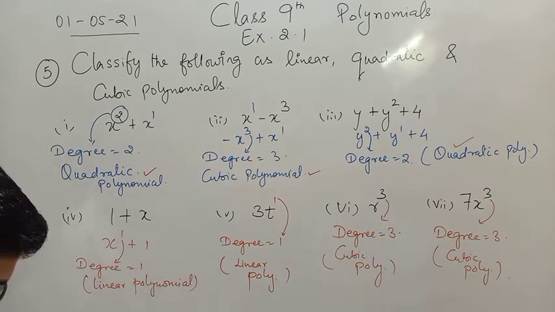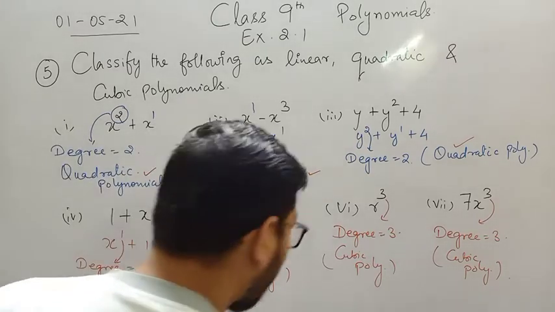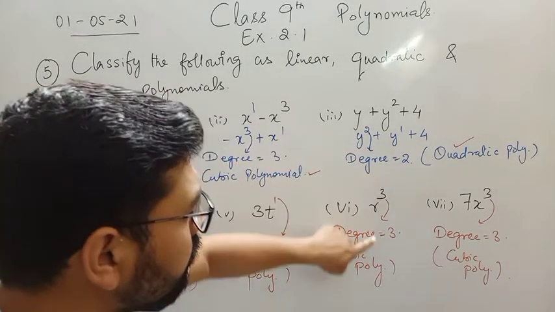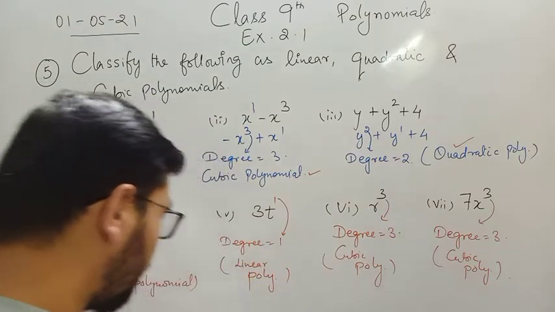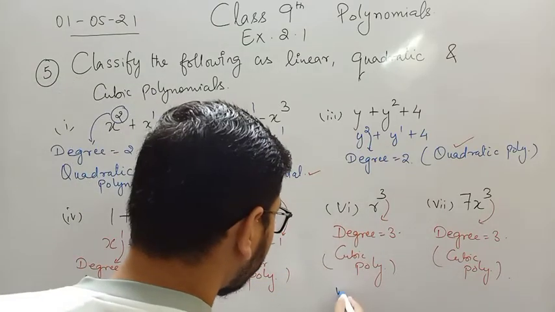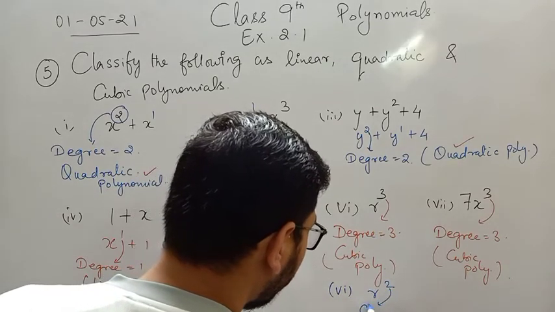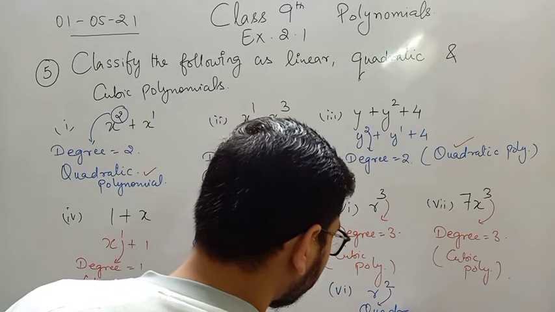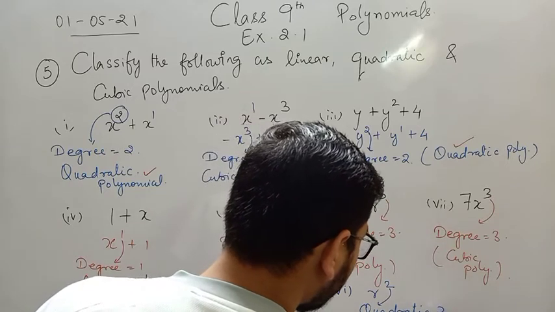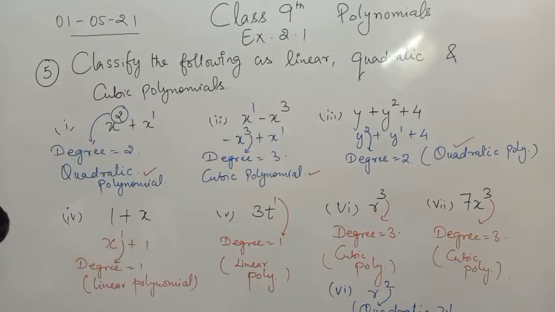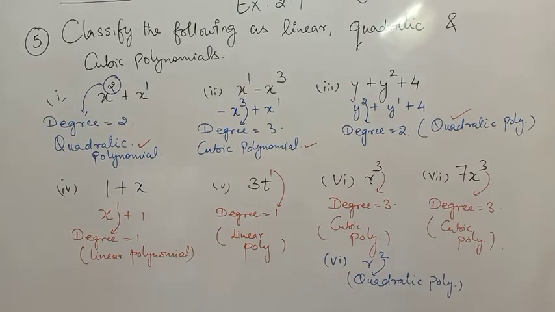Okay, in your example number 6 it is given r square, so it's no problem. If this is r cube, then it's a cubic polynomial, and if it is r square, then it is quadratic. It's a quadratic polynomial with degree 2. Any doubt? Please note it down fast.